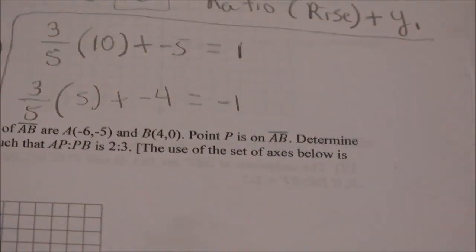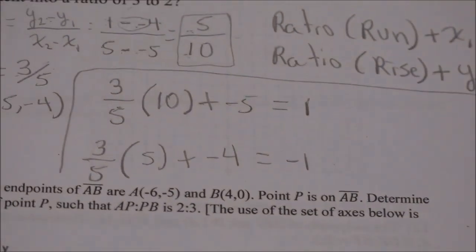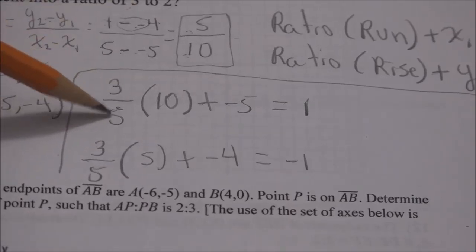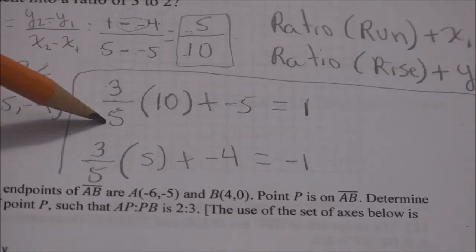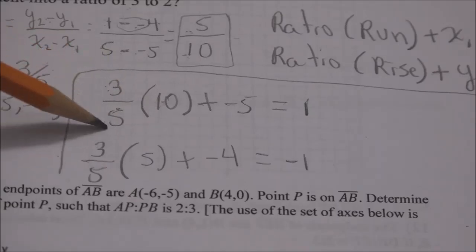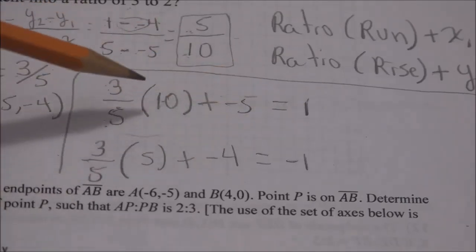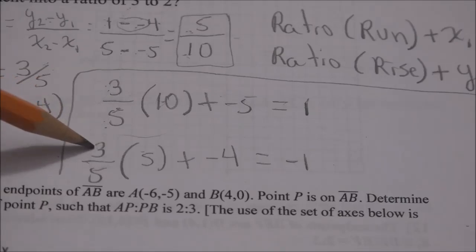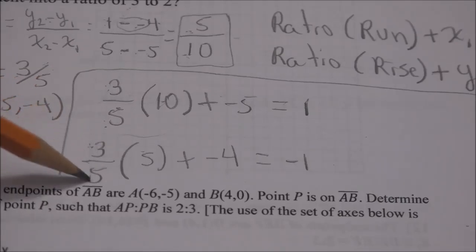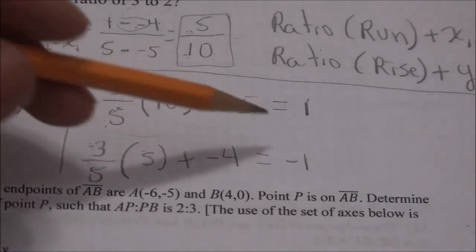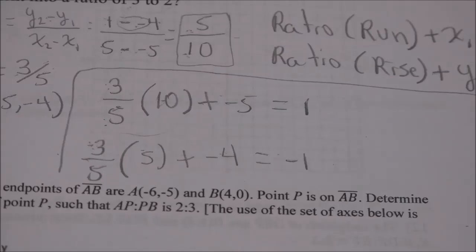I'm going to show you. Okay, this is getting better. So look, when you multiply by a fraction, you multiply by the top and divide by the bottom. All right, so 10 times 3 is 30, divided by 5, 6. 6 minus 5, 1. 5 times 3 is 15, 15 over 5, 15 divided by 5 is 3. Plus -4, or 3 minus 4, -1. And that's basically how you do it. See? Not that difficult, right?